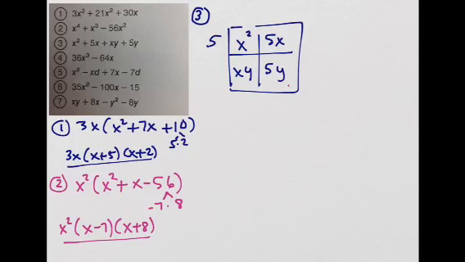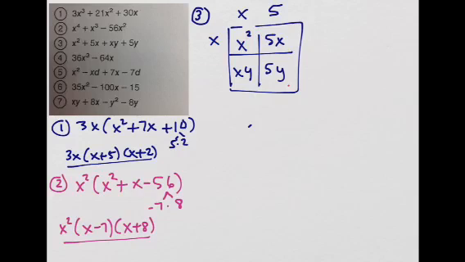So, sorry, not 5. What am I talking about? X. That didn't make sense at all. Sorry. So greatest common factor is x. And something times x is x squared. That would have to be x. And then something times x is 5x. That would have to be 5.